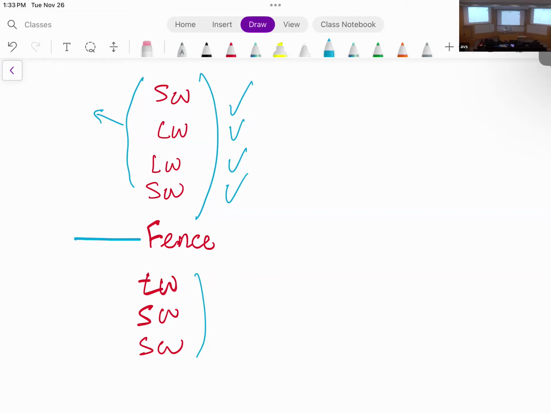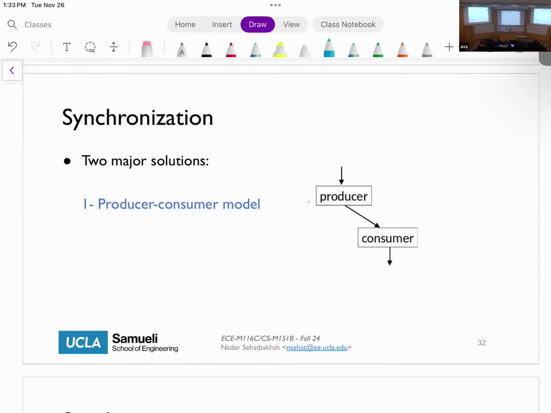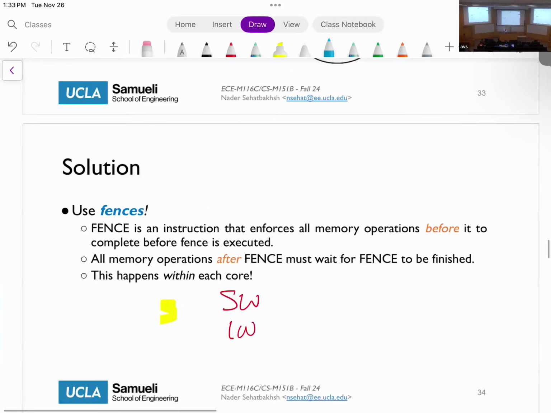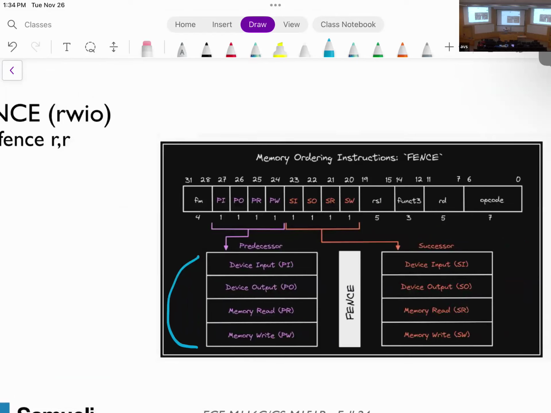This is a very, very useful instruction because it maintains this producer-consumer pattern. So you can think about everything above the fence as the producer, and everything below the fence as the consumer. So if I can maintain this type of programming, then I can make sure that my system works correctly. In RISC-V, we typically have 4 options. Okay, so you don't need to do all the memory operations. You can think about memory operations as 4 different things: I/O inputs, I/O outputs, memory reads, memory writes. Okay, so you have 4 different options.